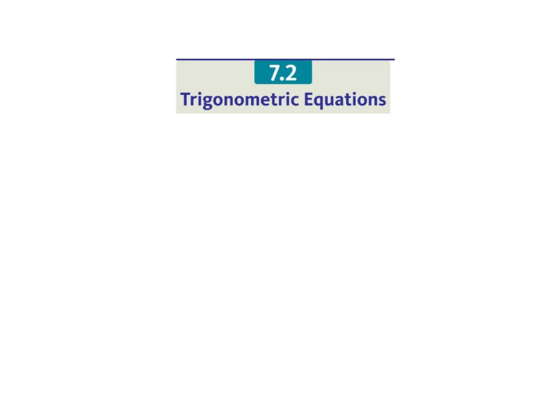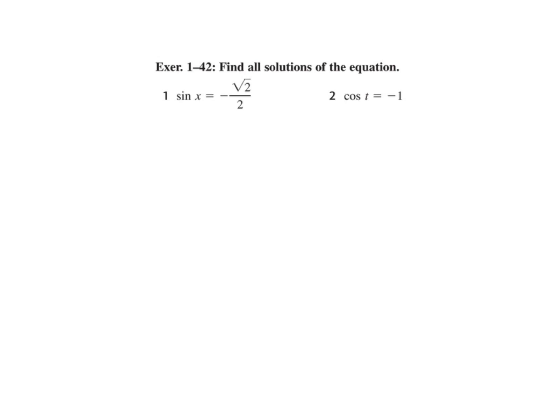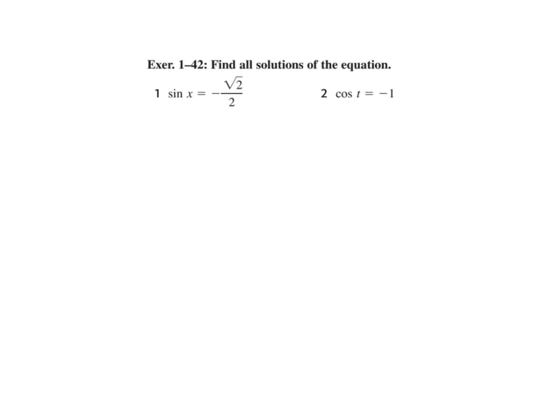Welcome to 7.2. We're solving trigonometric equations. So we want all the solutions of this equation. So the question is, where does y equal negative square root 2 over 2? Okay, so it is negative.